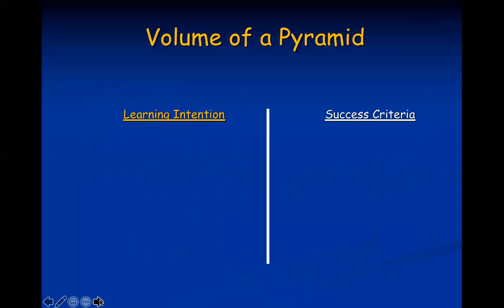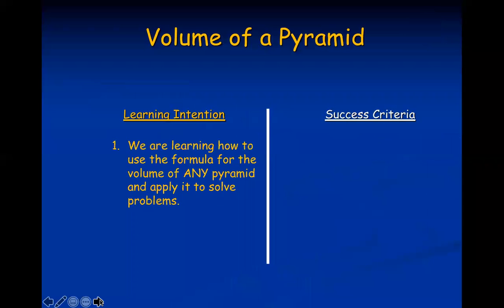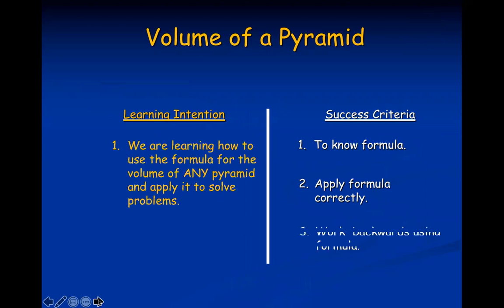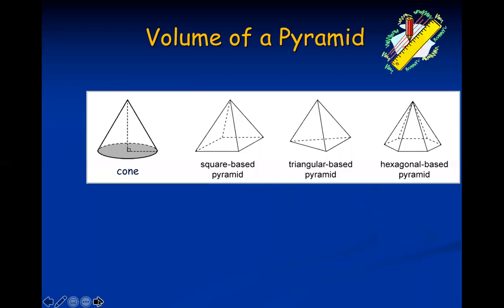So now this is NAT 5, level 5 exercise. We're learning how to use the formula for the volume of any pyramid and apply it to solve our problems. You don't need to know the formula. You can recall it from your formula list and apply it. So volume of a pyramid. I've got different shapes here: a cone, a square base pyramid, a triangular base pyramid, and a hexagonal base pyramid. So you can see it's quite easy to get quite a few.